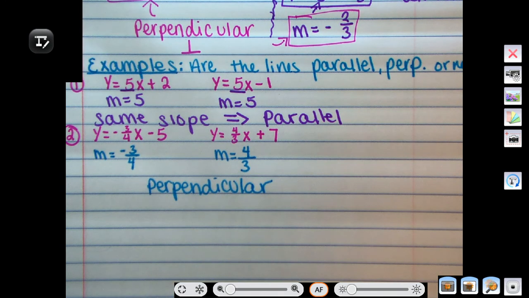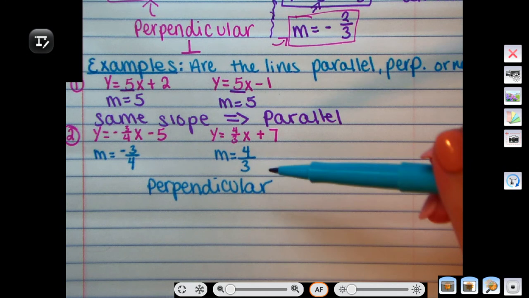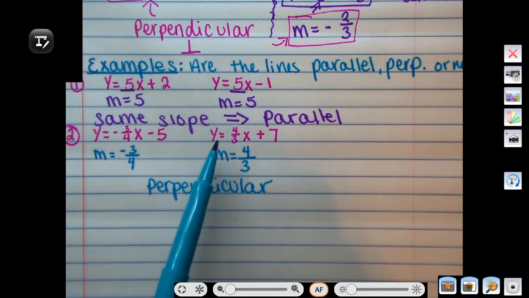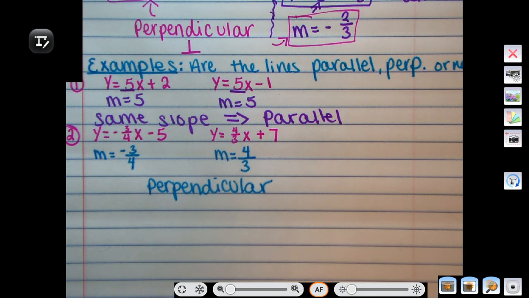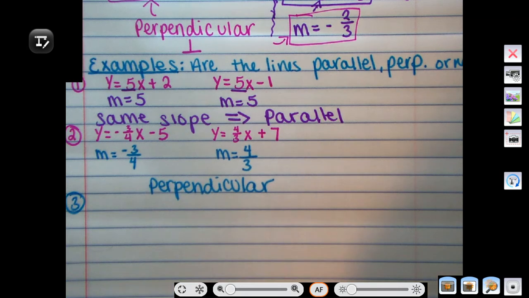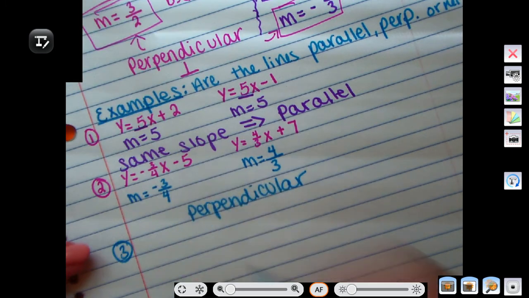Okay. So these I would consider kind of level 1 questions. It didn't take me a whole lot of work to find the answer. Just knowing that I have to identify what the slope is, and then knowing the relationship between parallel slopes and perpendicular slopes. So let's take a look at a level harder problem. We're going to have one that's not already in slope-intercept form for me. That just kicks it up a notch.